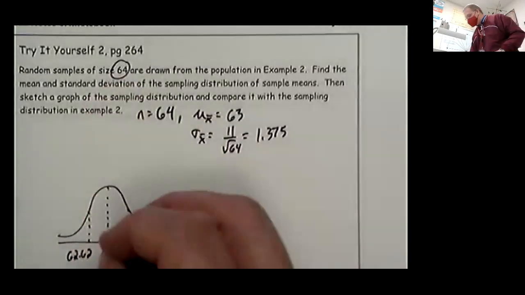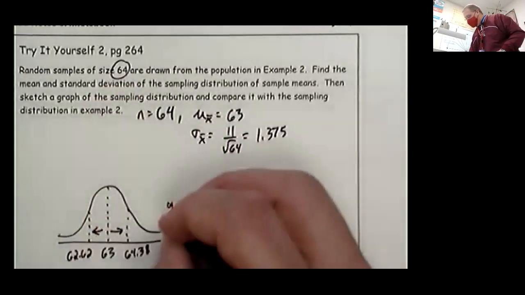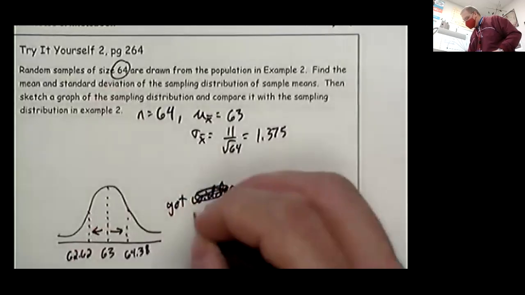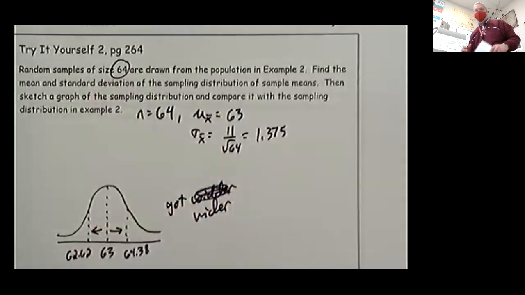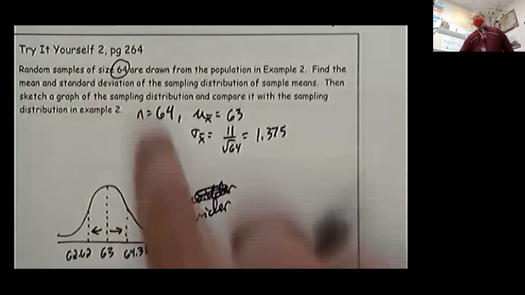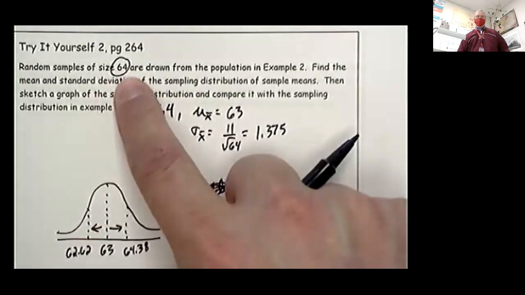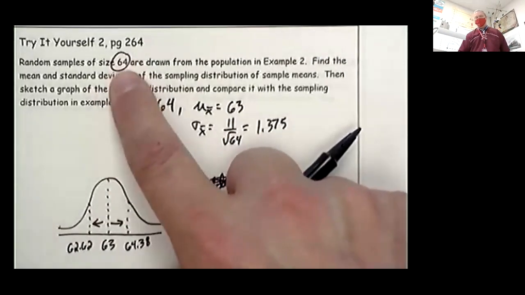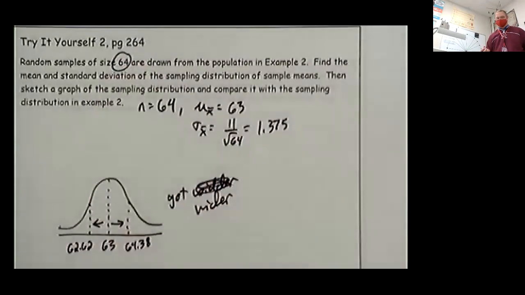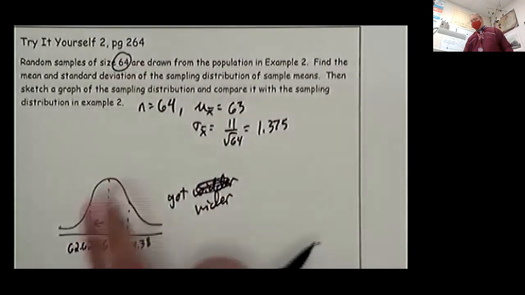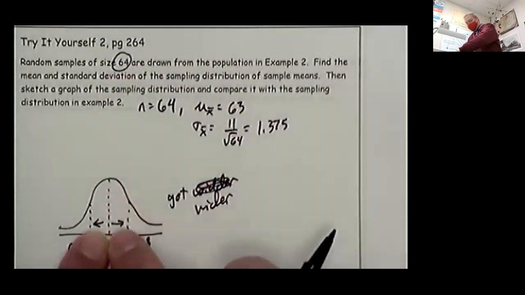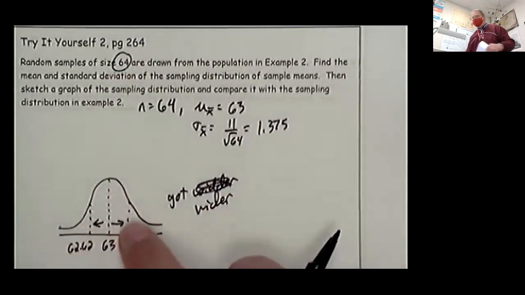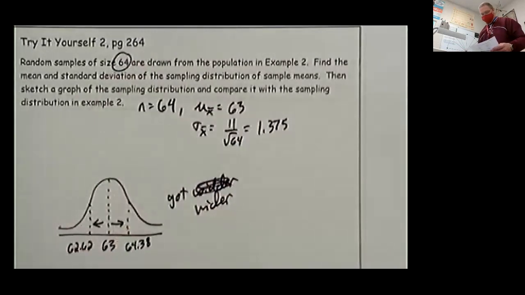What happened to our standard deviation? Well, it got wider. It got wider. Why did it get wider? Well, we have fewer people, right? And the first one we had 100. Now we're down to 64. So we have fewer people. So our information is less accurate. So to keep the same amount of information, we have to have a wider standard deviation to get the same amount of information. So that's what's going on in that problem.